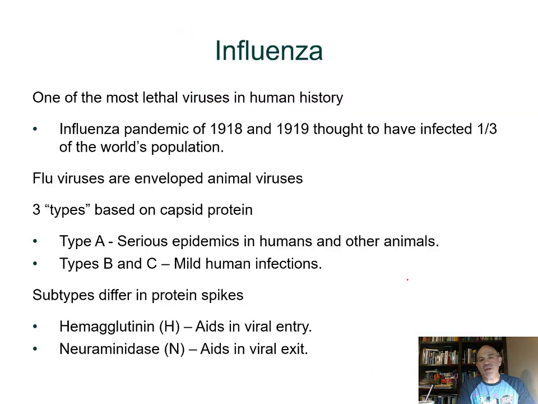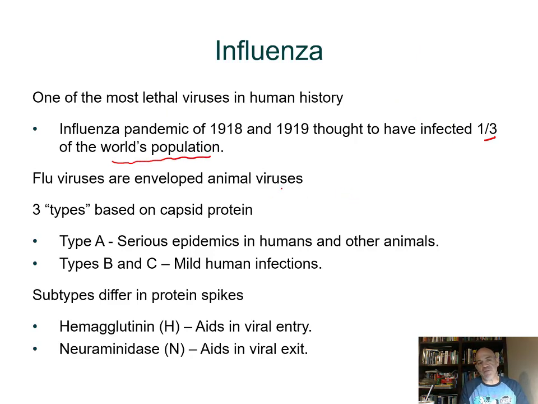So the first human virus we're going to look at is influenza, and this is one of the most lethal viruses in human history. It was a pandemic in 1918 and 1919, and it's thought to have infected about a third of the world's population, and that resulted in tens of millions of people dying.